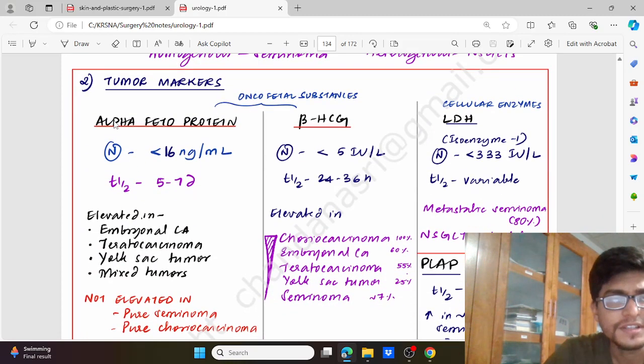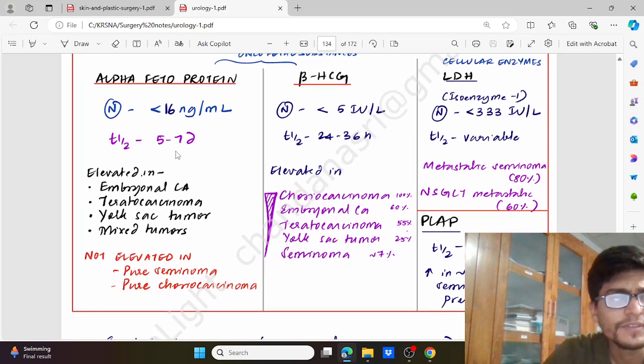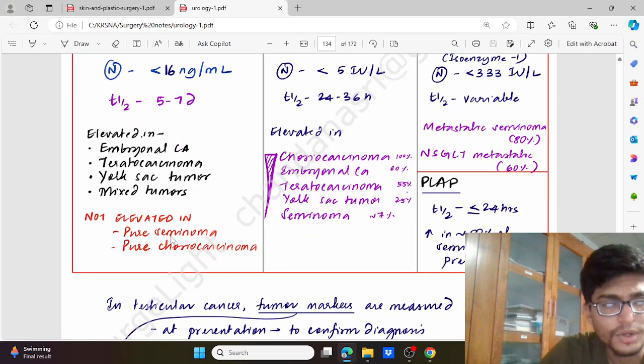The tumor markers, which are a separate question and a very important topic, could be oncofetal substances or cellular enzymes. Oncofetal substances like alpha fetoprotein and beta HCG, and cellular enzymes like LDH. Now see one by one, that is alpha fetoprotein. Normally it is less than 16 nanogram per ml. The half-life is 5 to 7 days. It is elevated in embryonal carcinoma, teratocarcinoma, teratoma, yolk sac tumor and mixed tumor. It is not raised in pure seminoma and pure choriocarcinoma.